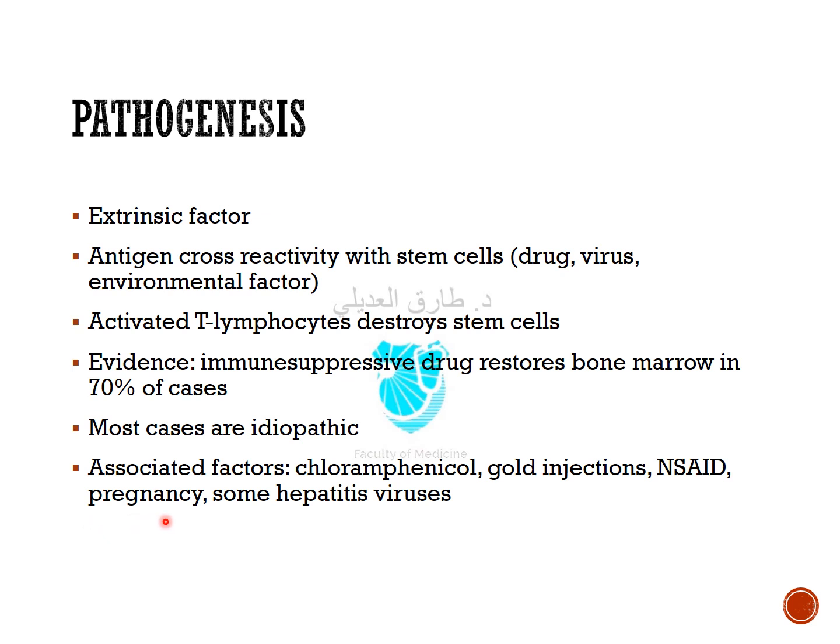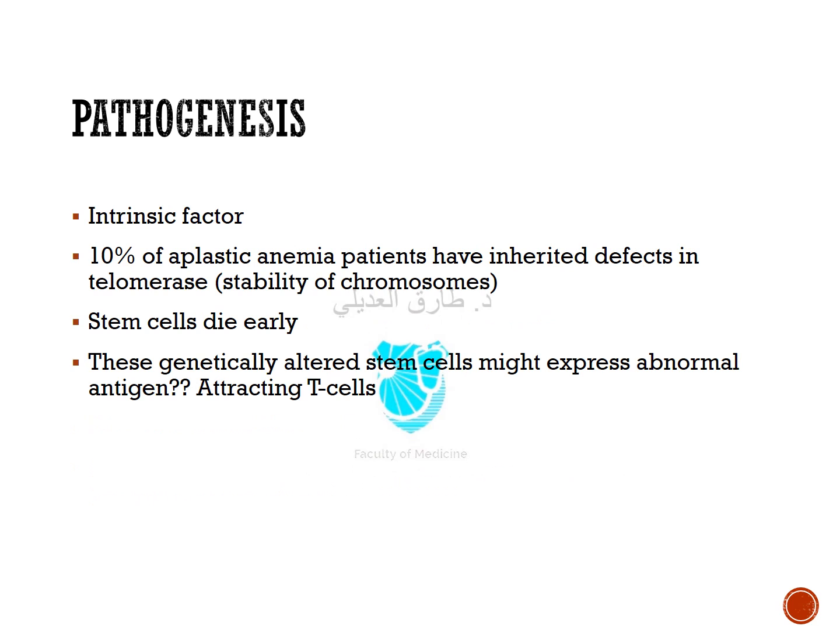Sometimes pregnancy and some viral hepatitis are associated with or known to cause aplastic anemia. However, most commonly it is idiopathic. There is no obvious cause. All of these factors are absent. This is around 60 to 70% of the cases.